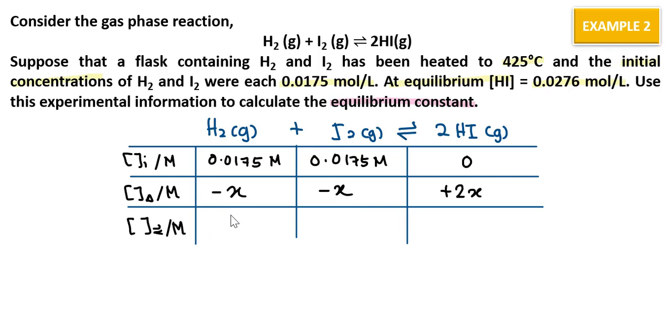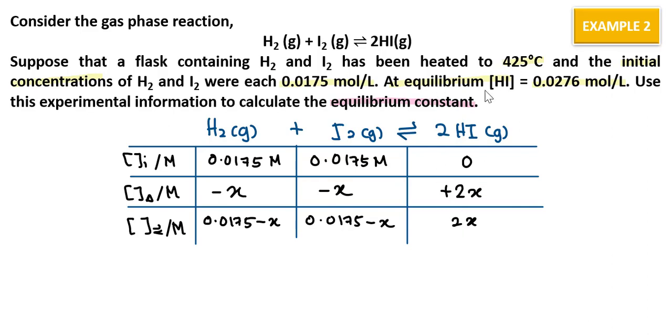So at equilibrium, the concentration of each gas is 0.0175 minus x. Also here 0.0175 minus x, but for the hydrogen iodide it is 2x, because 0 plus 2x equals 2x.